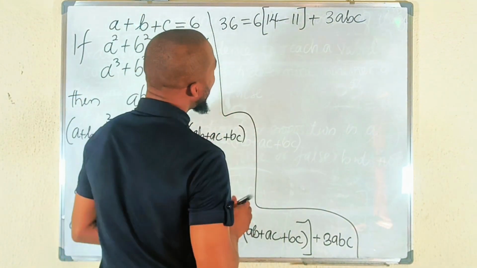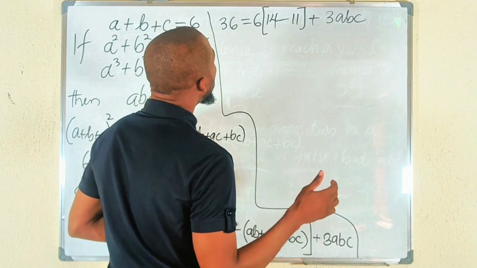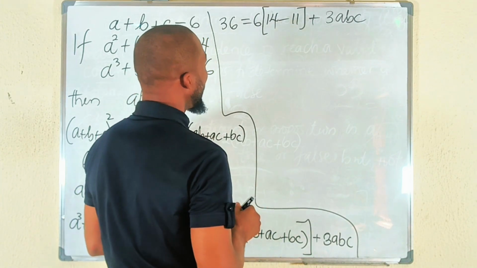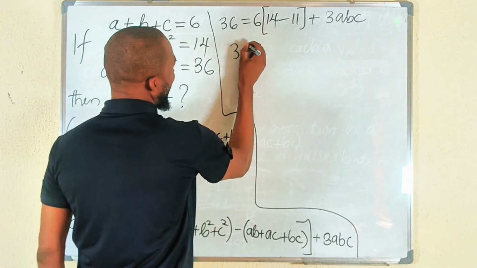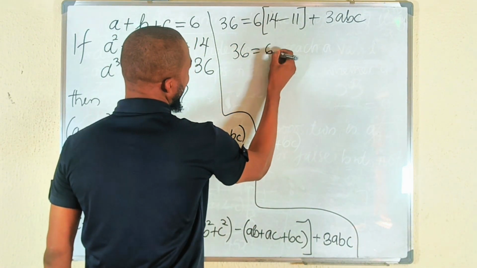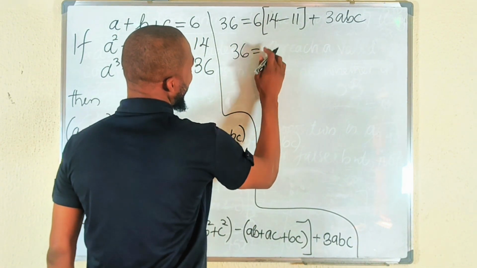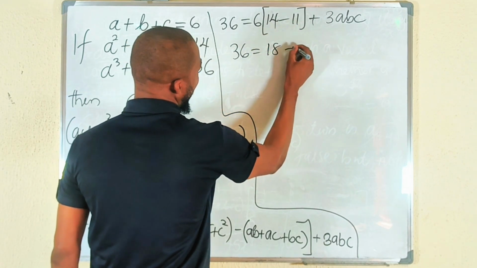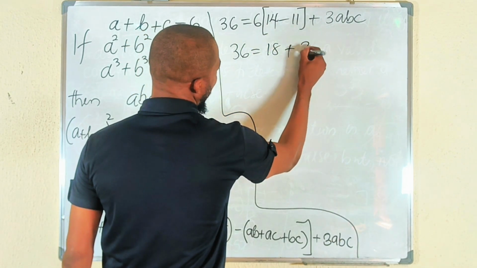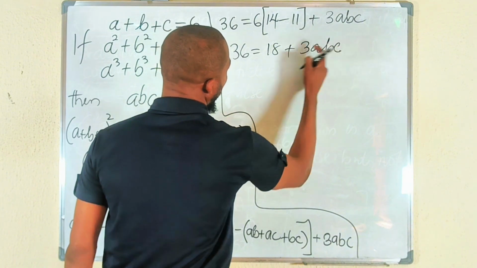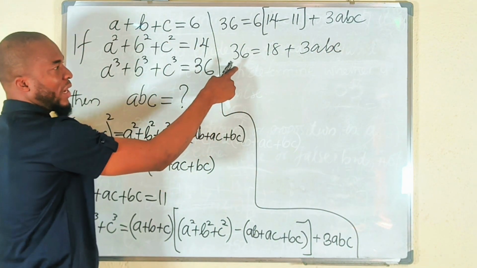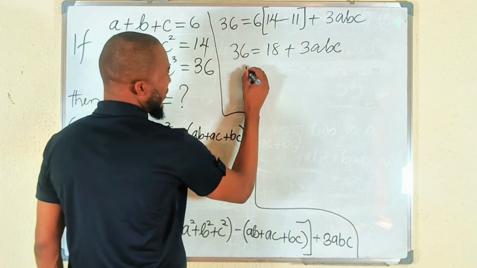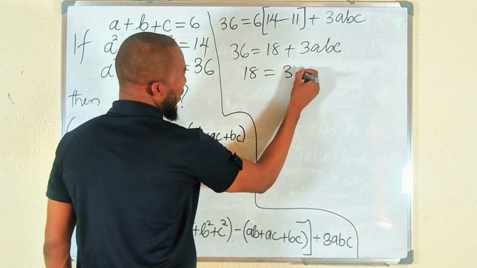This minus this is 3, right? And 3 times 6 is 18. So this is 36 equals 6. Okay, let me write everything because this is 3 times 6 is 18. Then plus 3abc. Subtract 18 on both sides. You have 36 minus 18 is 18. So this is 18 equals 3abc.